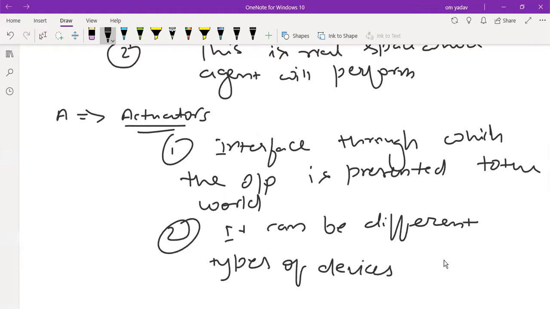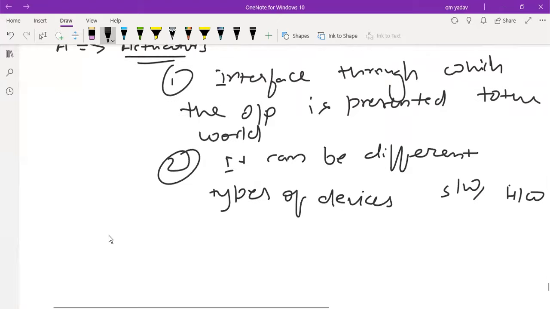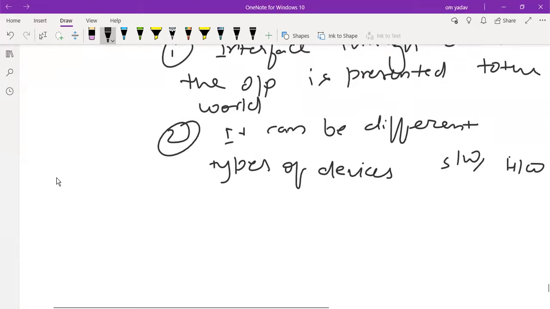And these may be software or hardware. So this is basically the interface through which the output is presented to the world. Once we finish this, we will see the example in which everything will be clear to you properly. Then let's see what we mean by S.